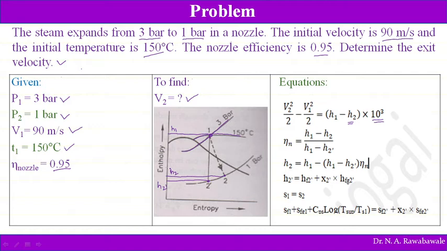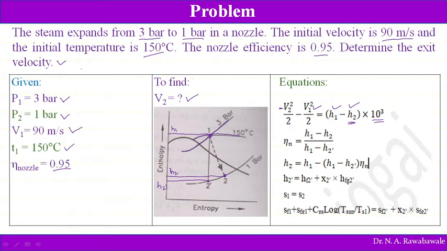Now, what we know: V2 is required. We want to calculate V2. V1 is given in the problem itself. H1 can be obtained because we know the pressure and temperature at point 1. So the pressure and temperature of steam is known, therefore we can find out enthalpy H1. Now, how to find out enthalpy H2, that is, enthalpy at point 2? This is the point 2 where we need to find out enthalpy. The nozzle efficiency is given.